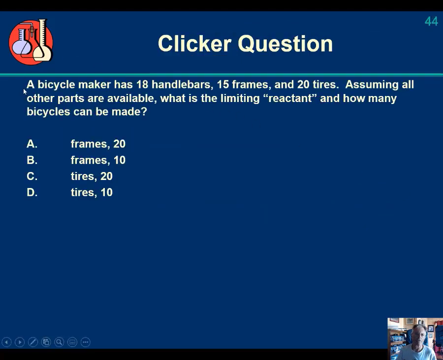So here is a limiting component problem, which is similar to a limiting reactant problem. This time we're just making bicycles. You're given 18 handlebars, 15 frames, and 20 tires, and assuming all other parts are available, what is the limiting reactant or limiting part in manufacturing bicycles? So here's how I recommend that you approach this.